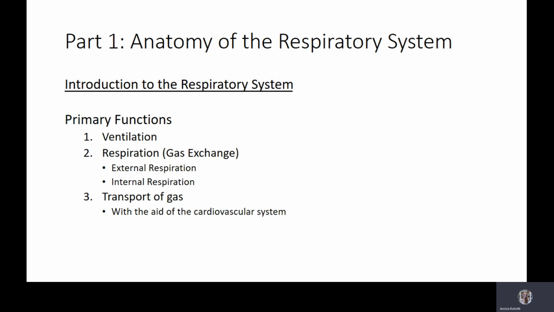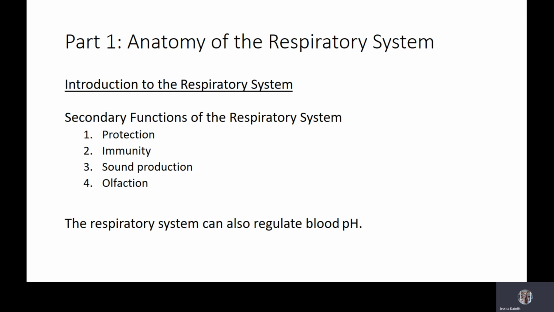In addition to these three primary functions, there are some secondary functions that the respiratory system can do. Before I move on to that slide, can you think of some examples of what the respiratory system does in addition to breathing and gas exchange? Yep. Some of them include protection and immunity, and then sound production and olfaction.